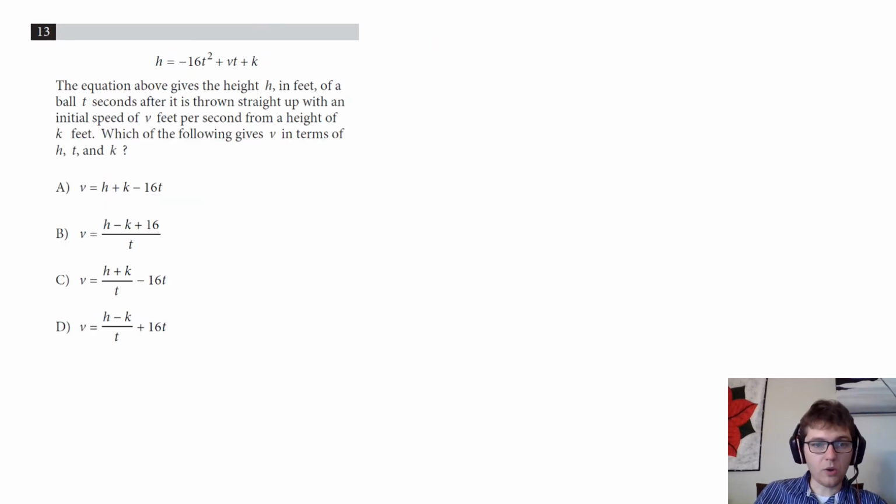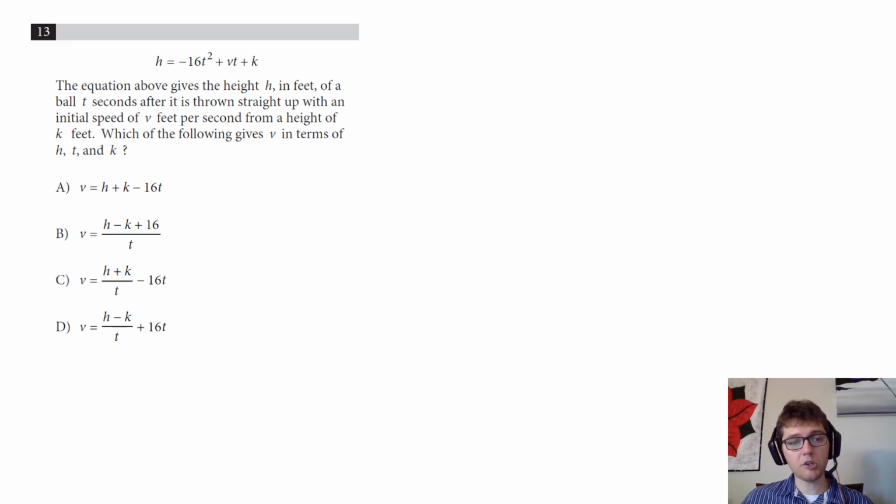Problem 13. The equation above gives the height h in feet of a ball t seconds after it's thrown straight up with an initial speed of v feet per second from a height of k feet. Which of the following gives v in terms of h, t, and k? Okay, this is actually another problem, just like a couple problems ago with the planets and the accelerations, where this is a concept from physics that they give you all this information about. This is in feet, this is in seconds. Oh, I know other velocity equations and parabolic equations from physics. You don't need any of it.